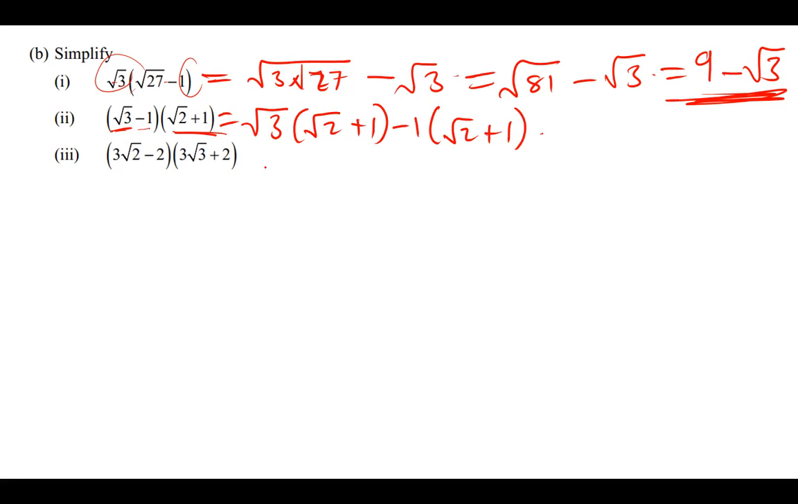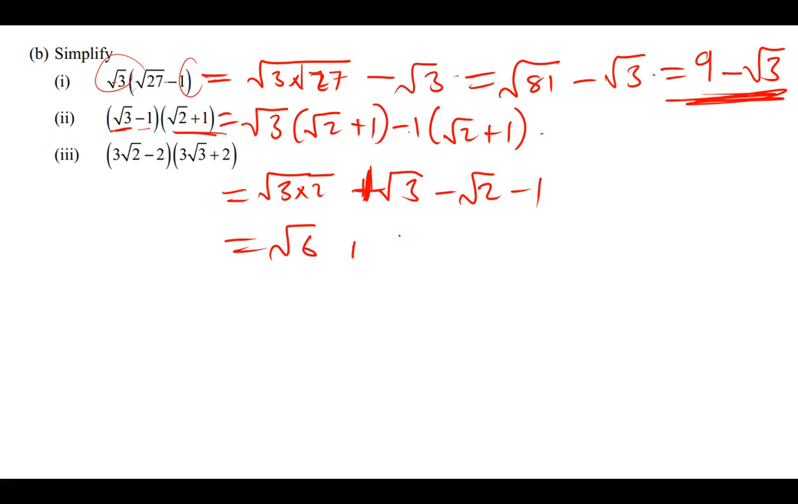And then from there, the root of 3 times the root of 2 gives us the same as 3 times 2 under the root. Root 3 times positive 1 is just positive root 3. Then we also have negative 1 times the root of 2, negative root 2. Negative 1 times positive 1 gives us negative 1. So this one will give us root 6 plus root 3 minus root 2, and then we have negative 1 there. So you can simplify it further than this.